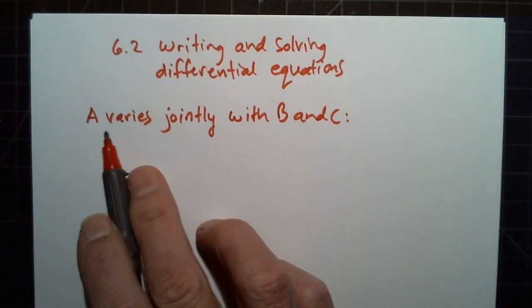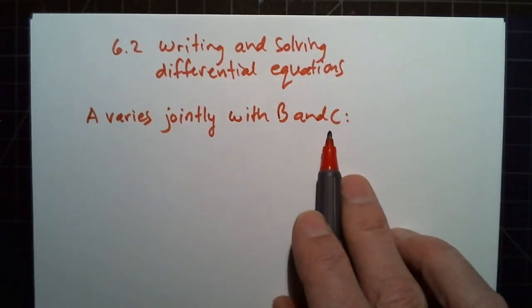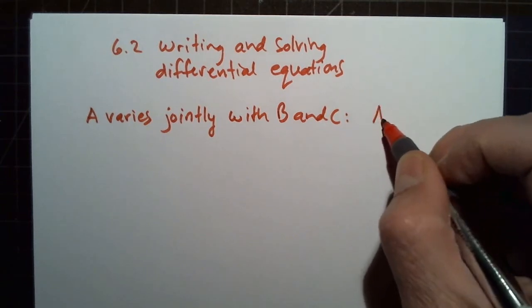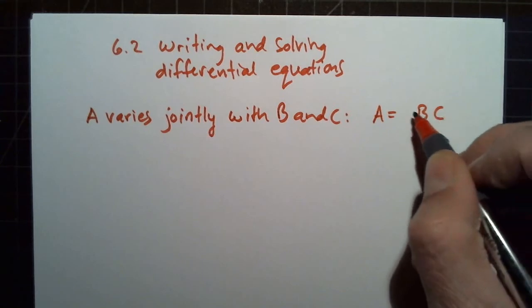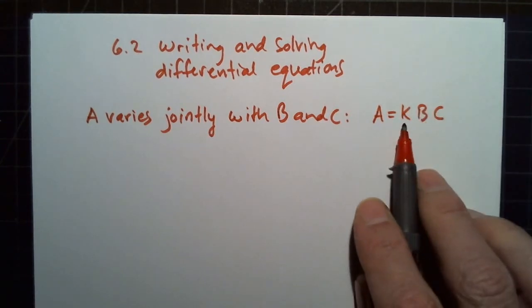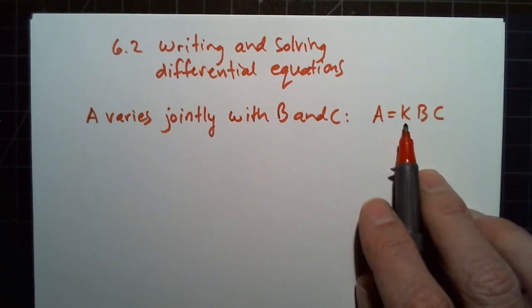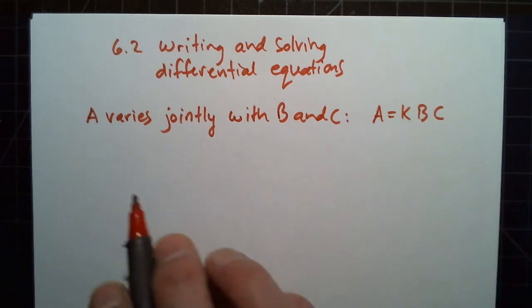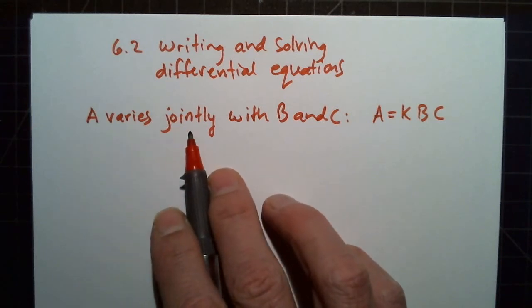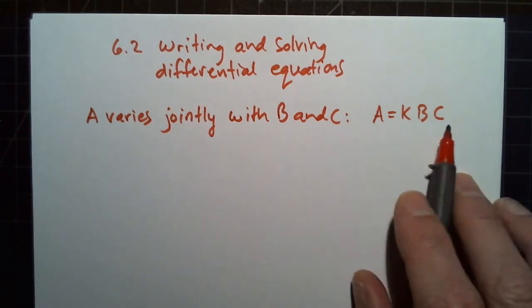If we say A varies jointly with B and C, we could say A equals B times C, and then we have a constant of proportionality here. So A varies jointly. If you see jointly, it would look like this.